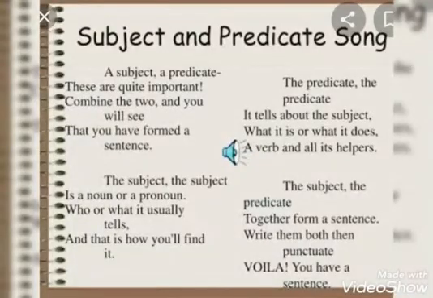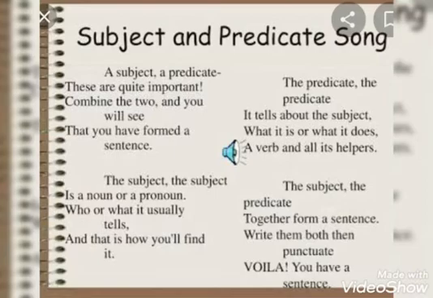Subject and predicate. A subject and predicate, these are quite important. Combine the two and you will see that you have formed a sentence. So what is a subject? A subject is a noun or a pronoun. It answers the question who or what.